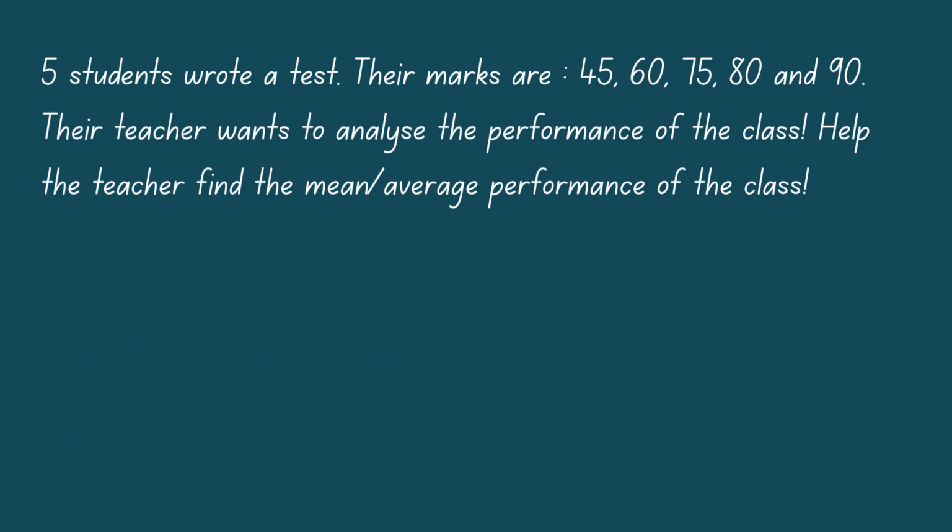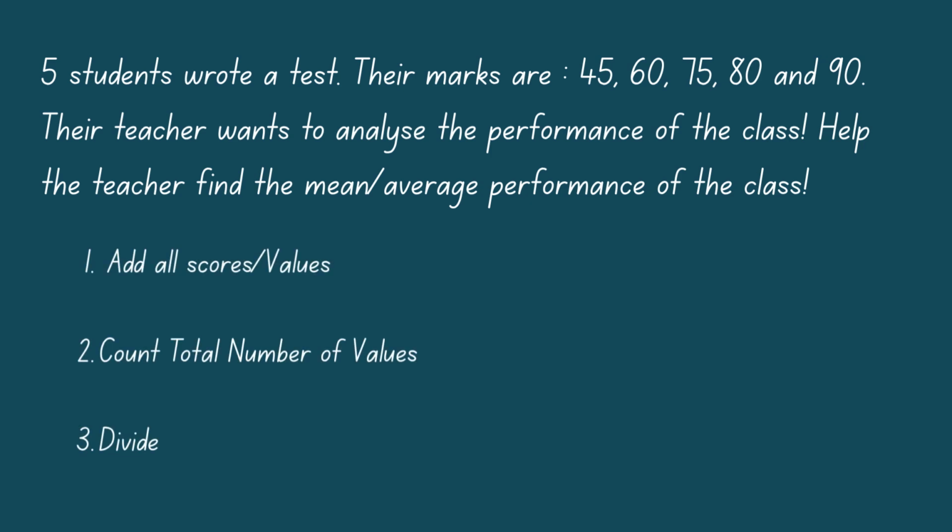What are the steps? First, add all scores or values. Second, count total number of values. And third, divide the first by second. Let's do this. Adding all the values, we have 45 plus 60 plus 75 plus 80 plus 90. And that is 350. Count the total number of values. There were 5 students, 5 marks, so the total number of values is 5. Now dividing the first by the second, we have 350 divided by 5, which is 70, which means the average marks scored by these 5 students is 70.